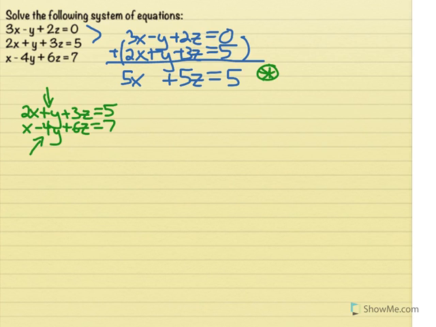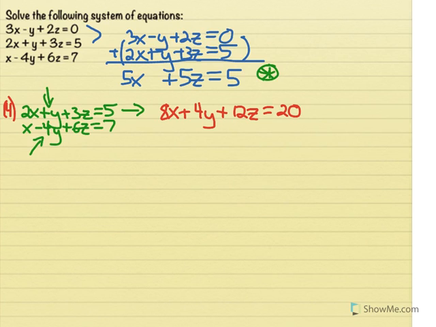So what we need to do is multiply this first equation by 4 so that the coefficients match up, and then when we add or subtract, it'll get rid of it. So I'm going to multiply everything in the equation by 4. Make sure you do it to both sides. So 4 times 2x is 8x. 4 times y is positive 4y. 4 times 3z is positive 12z, and 4 times 5 equals 20.